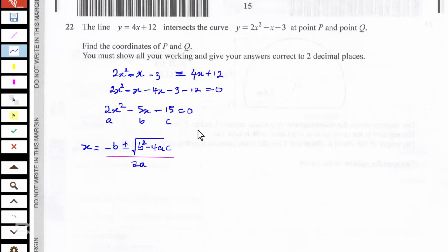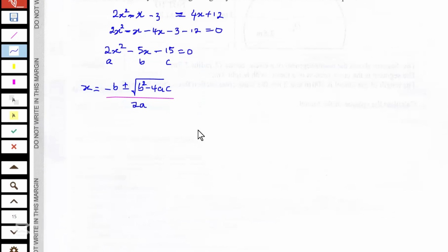So we can now substitute into the quadratic formula. The coefficient of a is 2, b is negative 5. So a is equal to 2, b equal to negative 5, and c equal to negative 15. So let's substitute into the equation.